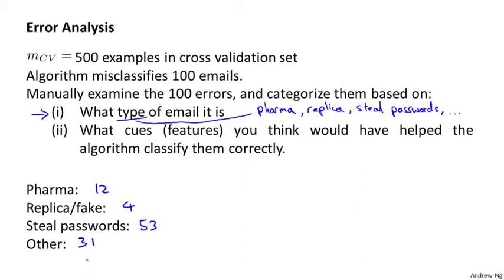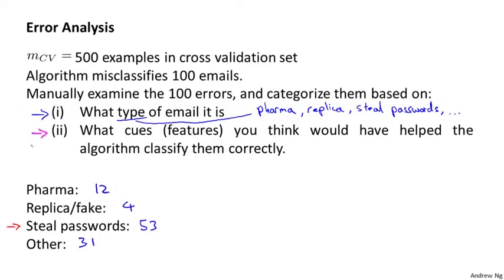It's by counting up the number of emails in these different categories that you might discover, for example, that the algorithm is doing particularly poorly on emails trying to steal passwords, and that might suggest that it's worth your effort to look more carefully at that type of email and see if you can come up with better features to categorize them correctly.